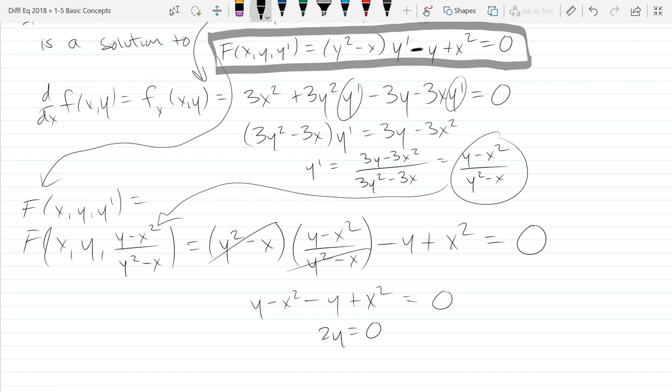So now we got y minus y, which is 0y. There we go. All right, 0 equals 0. No problem.